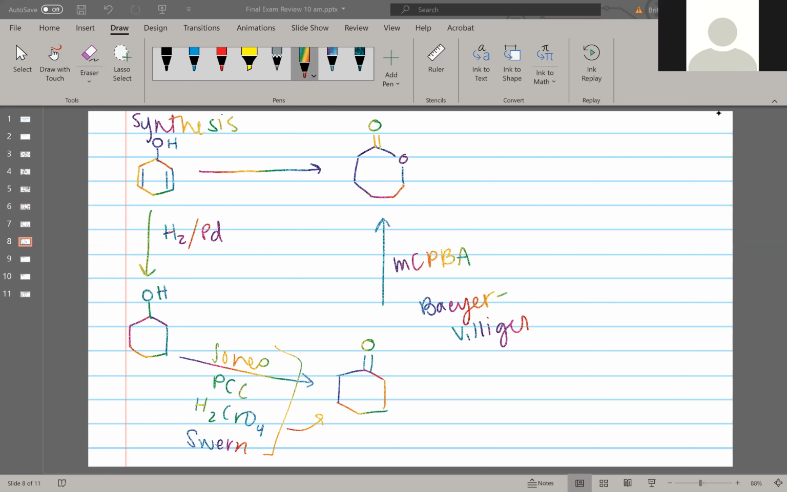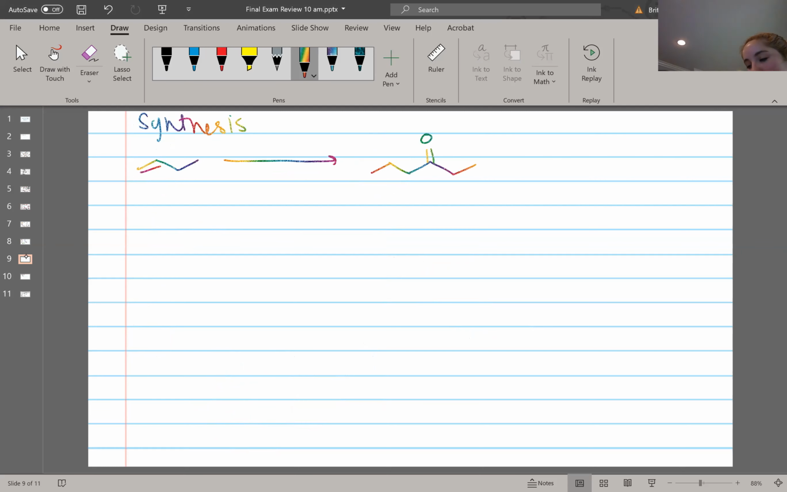So the Baeyer-Villiger reaction, is that mechanism going to be really important? The mechanism, no. But the reaction, yes, I believe it's on the final exam. Okay, next synthesis problem. Any ideas?